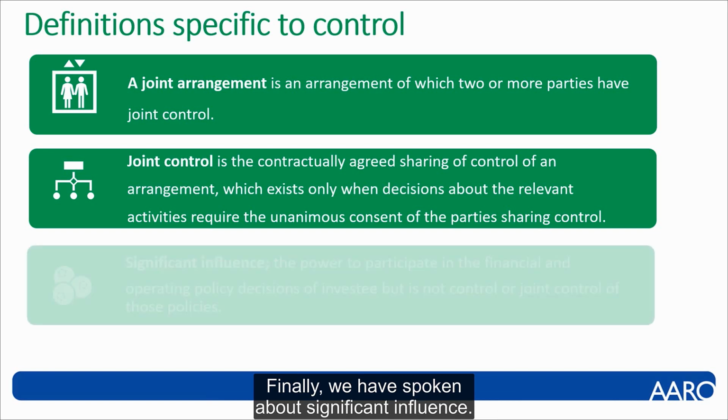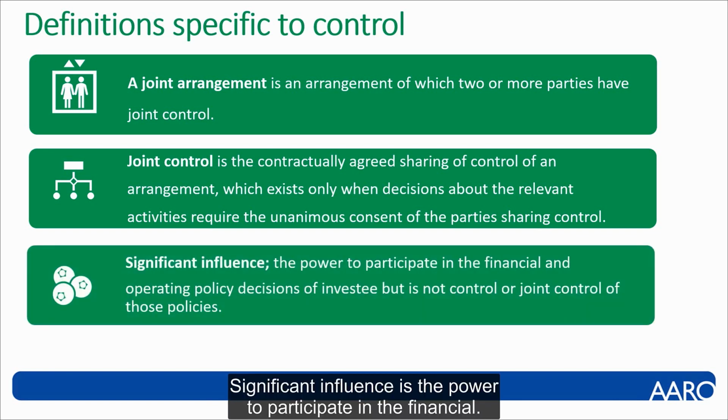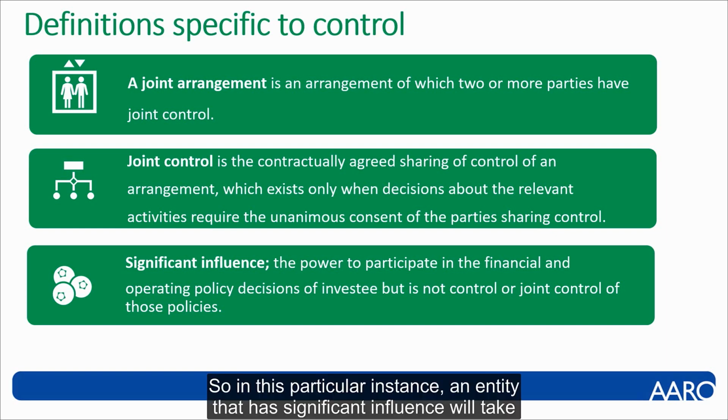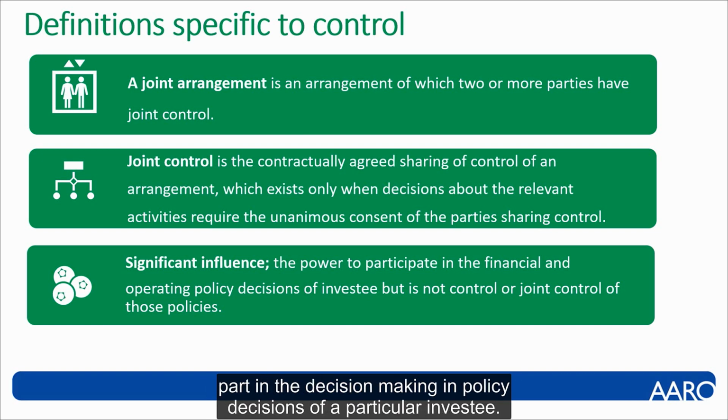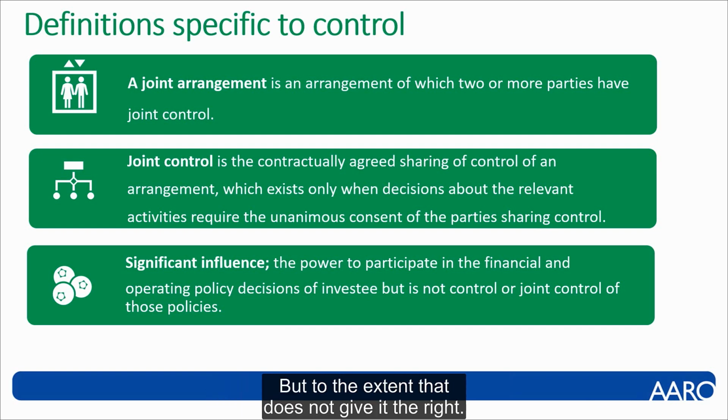Finally, we have spoken about significant influence. Significant influence is the power to participate in the financial, and not only financial, also the operating policy decisions of the investee, but is not control or joint control of those policies. So in this particular instance, an entity that has significant influence will take part in the decision-making and policy decisions of a particular investee, but to the extent that does not give it the right that is assigned to joint control or what we call joint ventures.